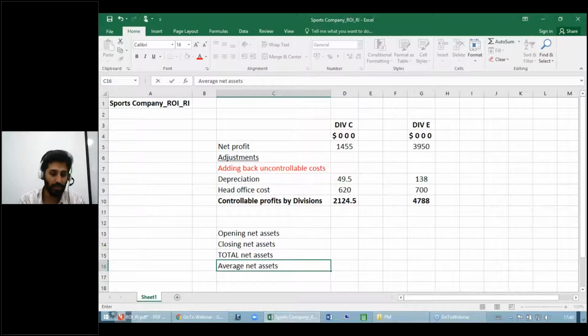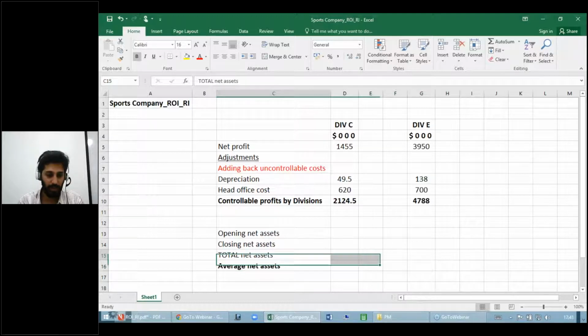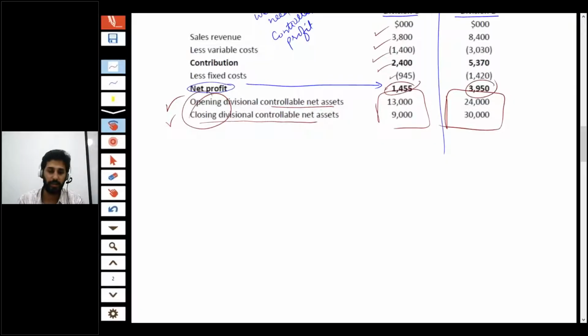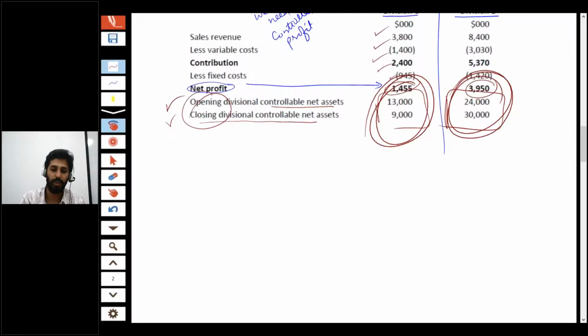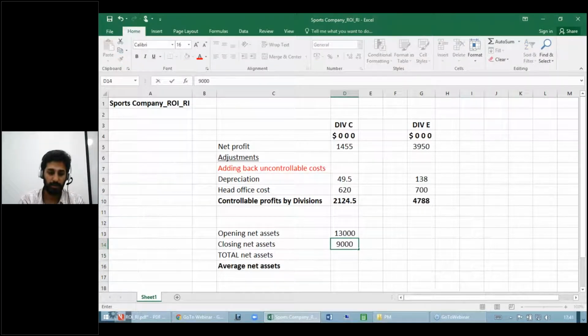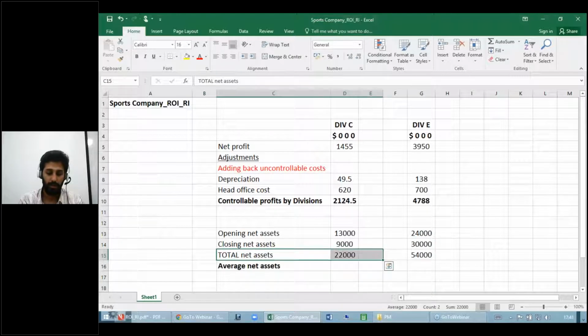All right. So I'm just writing here all the things. That's the opening figure, 13,000. Closing figure, you can see that 13 and 9,000, 24 and 30. So what is the total? Total is this cell plus this cell, that's total. That's the total thing. And what you are supposed to do now is divide these figures.